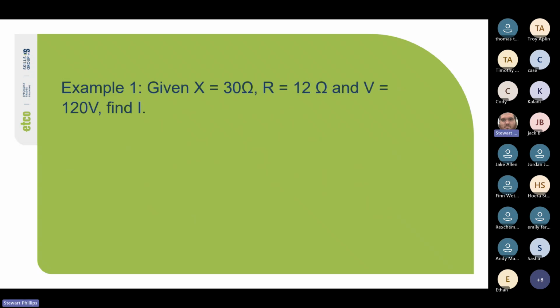I leave you guys to figure these ones out. So given X equals 30 ohms and R equals 12 ohms and V is 120 volts, find I.